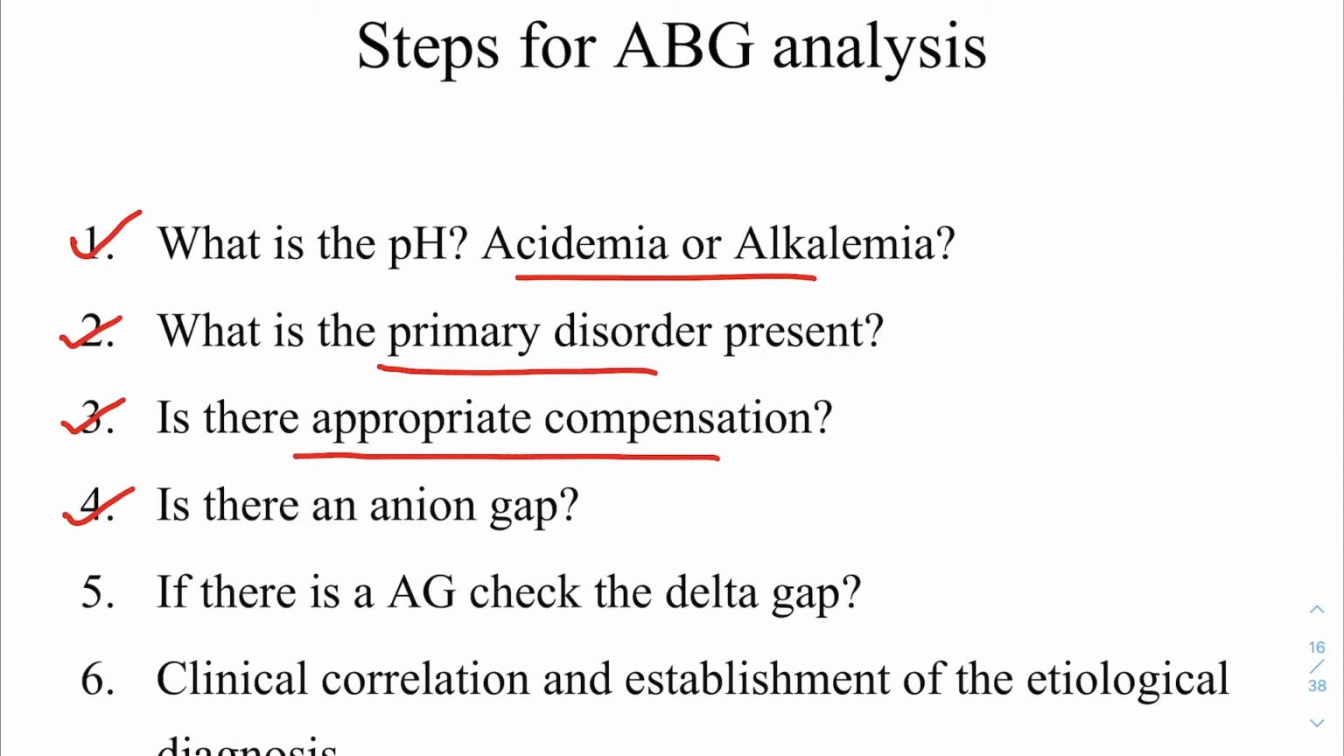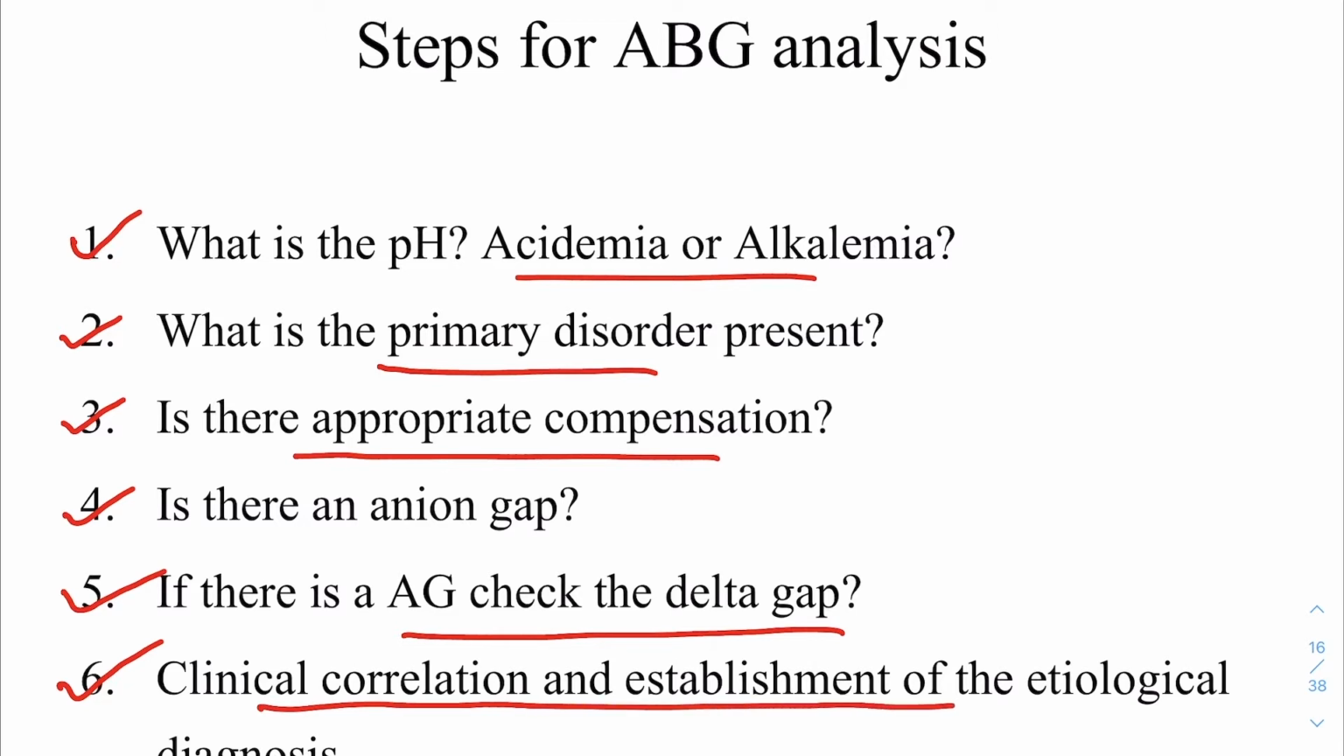In the next step, we need to find out the anion gap. We need to find out the anion gap because there are conditions where anion gap increases. There are conditions where anion gap is normal or it reduces. So, it is important to find out the anion gap in order to identify the specific disorder. Next step, if there is an anion gap, we need to check for the delta anion gap or delta gap. Lastly, clinical correlation and establishment of the etiological diagnosis is very important.